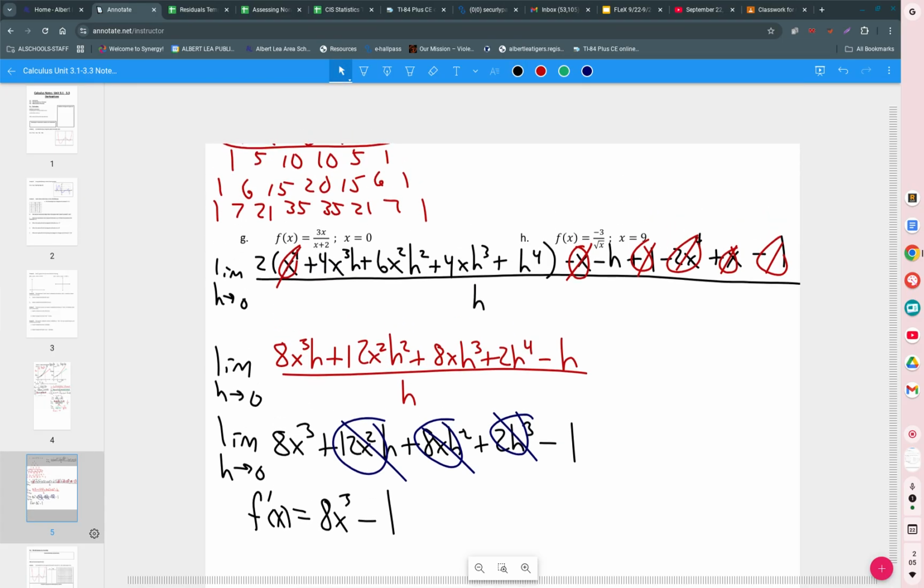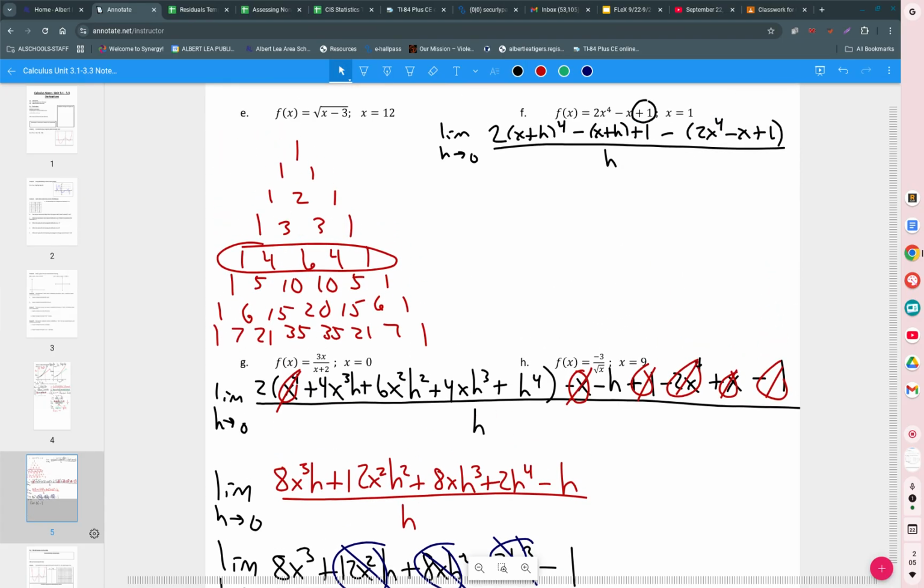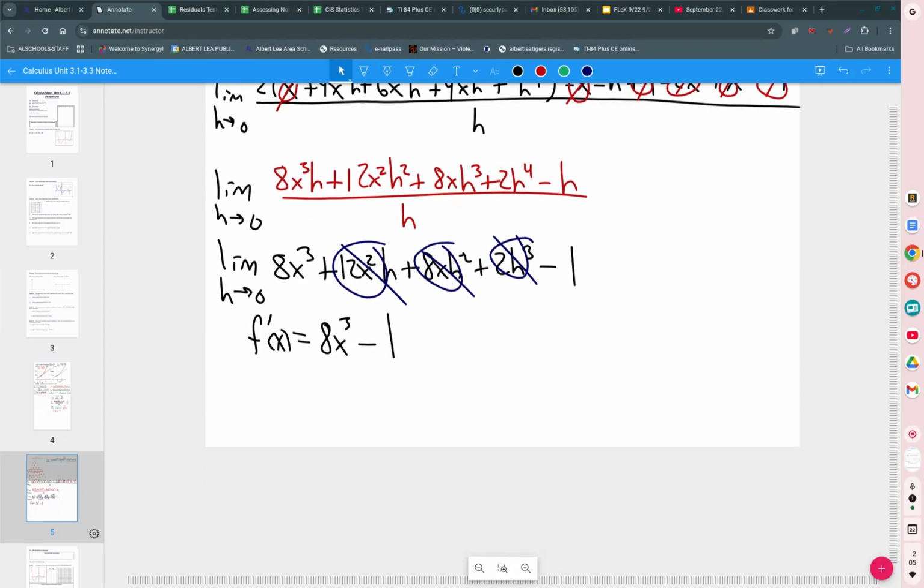And that the slope at 1 is 7. Impressive. So you took an h out. Yep. I divided h out of every single term. And then I plug 0 in for wherever there was an h due to my limit.